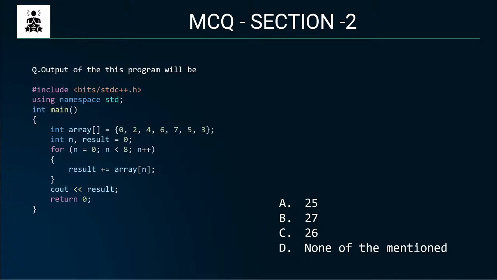The next MCQ: what will be the output of this program? Yes, the answer will be B here also. The output will be 27, where we have created a for loop, and inside we are adding all the elements of the array.